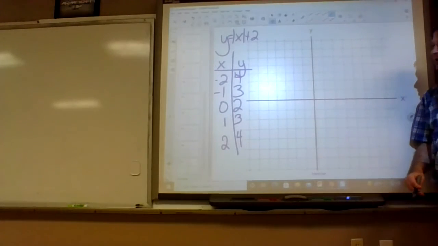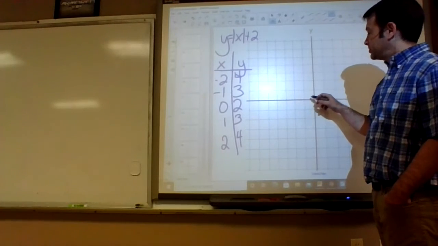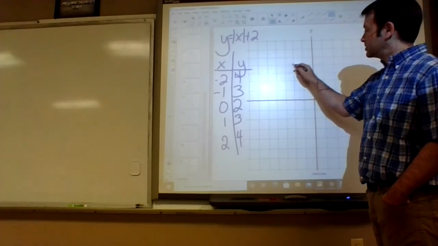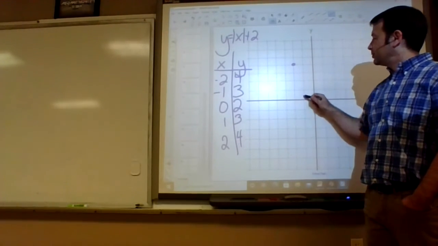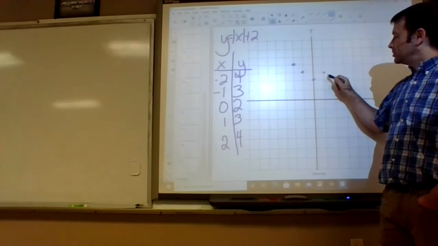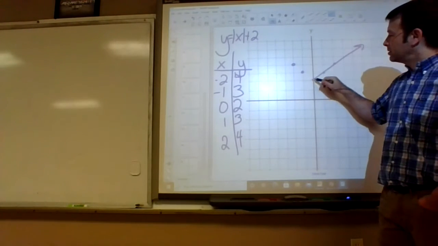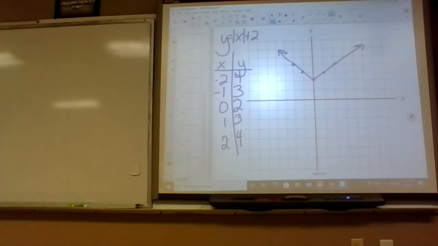There's kind of some symmetry there. It goes 4, 3, 2, 3, 4. So that's where it bounces. So -2, 4. Hopefully you guys remember how to graph those. You go left 2, up 4. -1, 3. Left 1, up 3. 0, 2. 1, 3. 2, 4. Should be perfect diagonals. Unless you're Jordan, then they won't look like perfect diagonals.